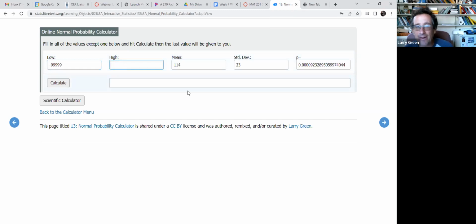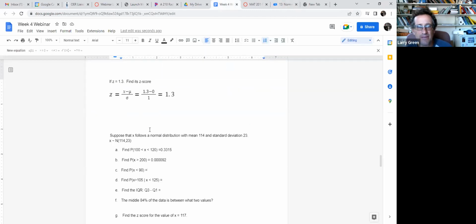What's the upper bound if you can't be bigger than 90? If you've got to be less than 90? The hint is that's easy. Yeah, that's 90. Mean and standard deviation are the same. I leave the probability blank and hit calculate. And I get out 0.148, call it that.